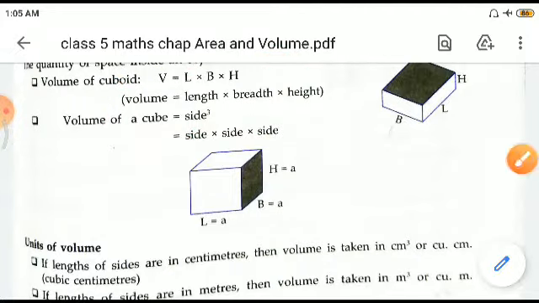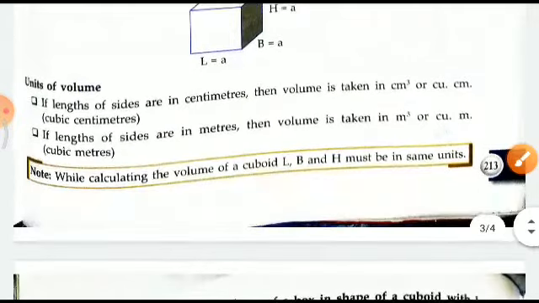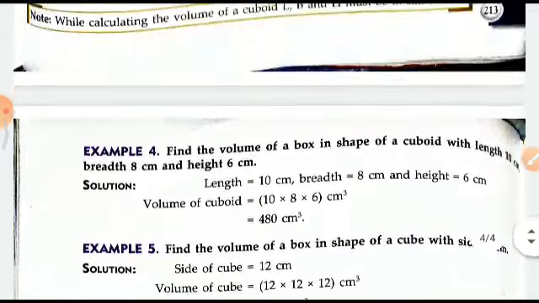Now, if the lengths of the sides are in centimeter, the volume is taken in centimeter cube. And if it's in meter, meter cube, same thing, same unit. Everything must be in the same unit. If not, the higher unit needs to be converted into the lower unit. Okay, now see this example.